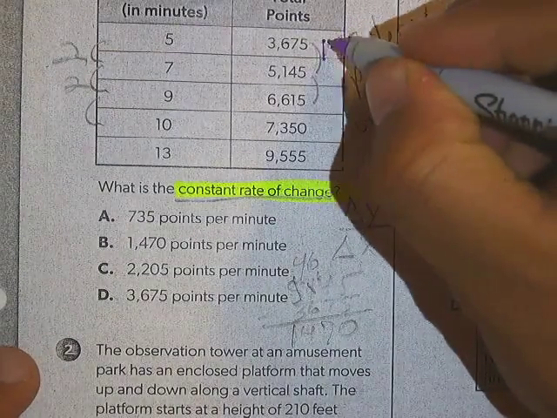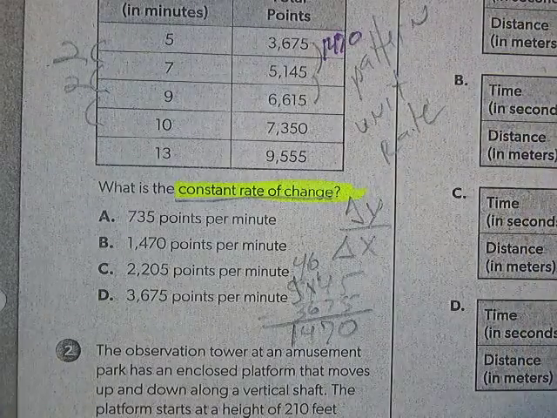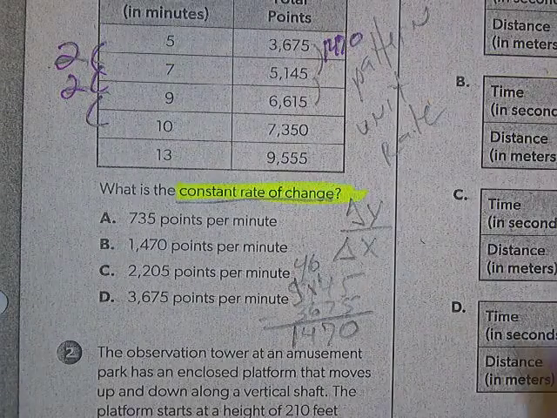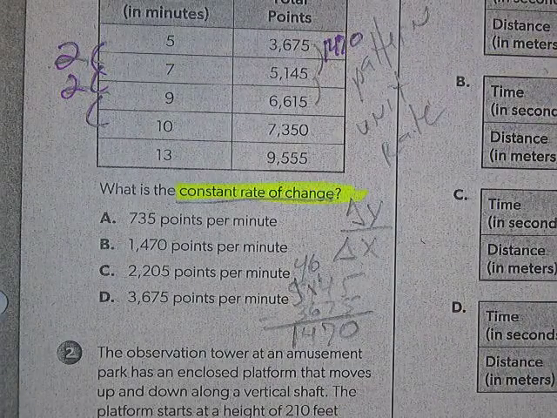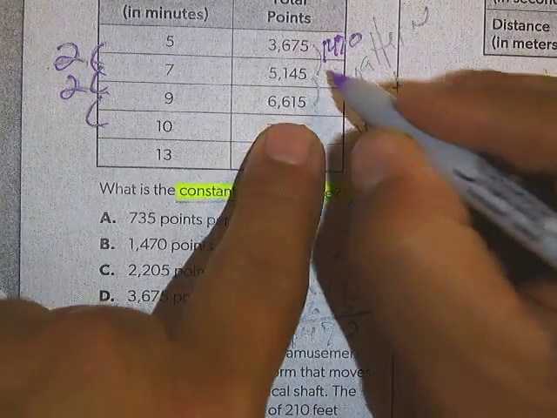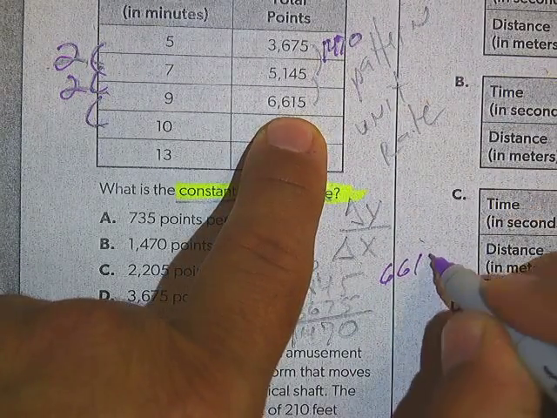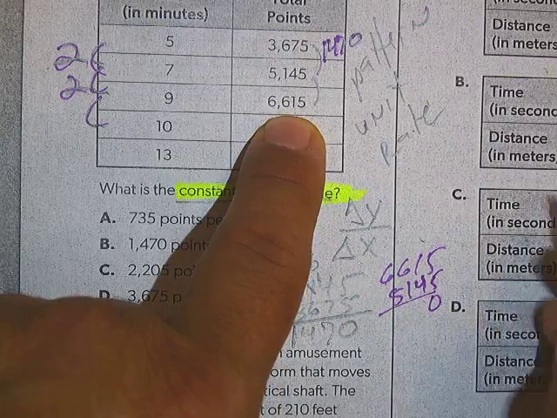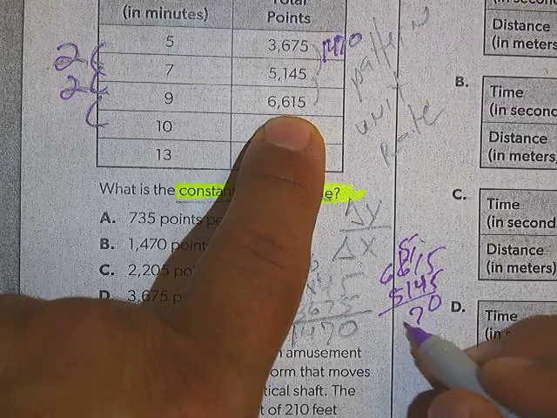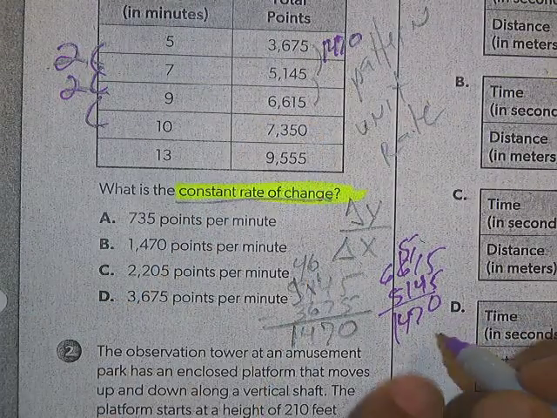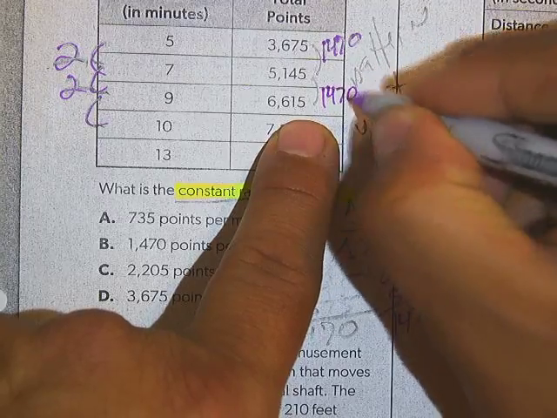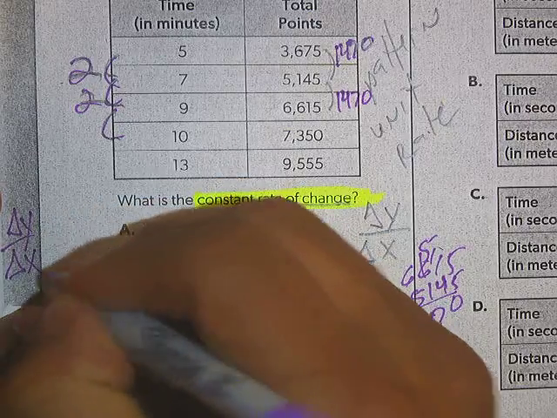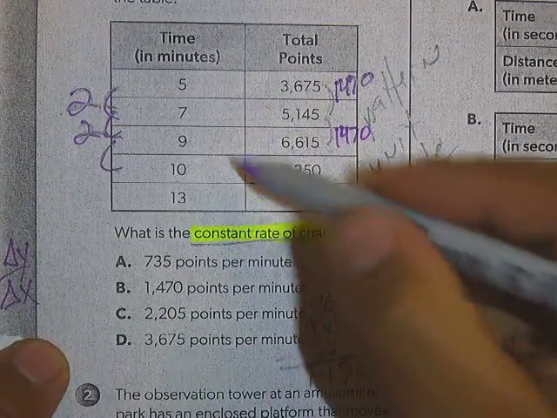And so now, I think it's a little clearer. I'll do a pin. 1470. And here we have 2. Now, let's look at this point here, from here to here. Well, 6,615 subtract 5,145. We regroup, we get another 1,470. So again here, 1,470. So now think there, we have change in y over change in x.